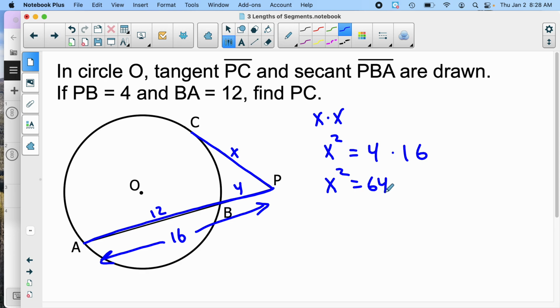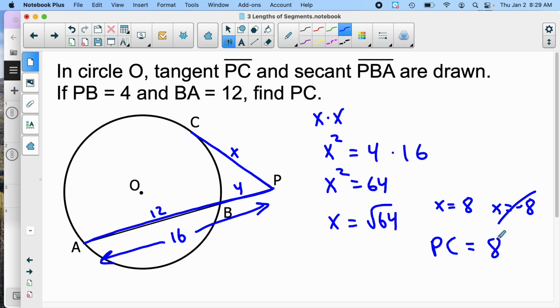We solve this equation by square rooting. So if we take the square root of both sides, we're going to get that x equals the square root of 64. It has two answers. One of them is a positive 8, and one of them is a negative 8, because negative 8 squared is 64. But again, we got that negative length. Let's reject it. So the length of segment PC is 8. Okay, that's the power of a point, man. Good stuff.